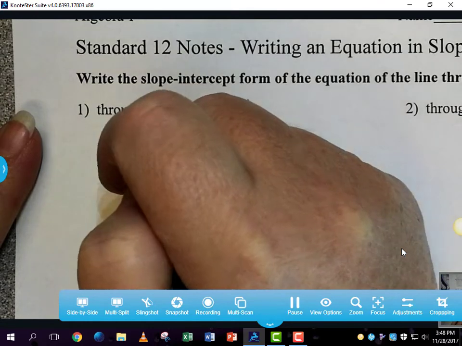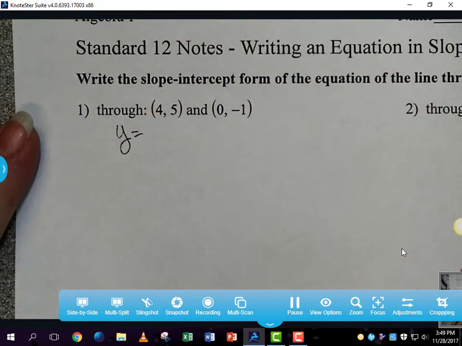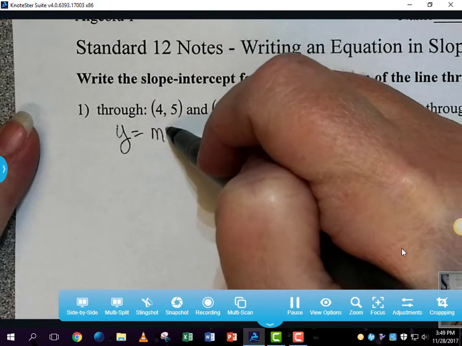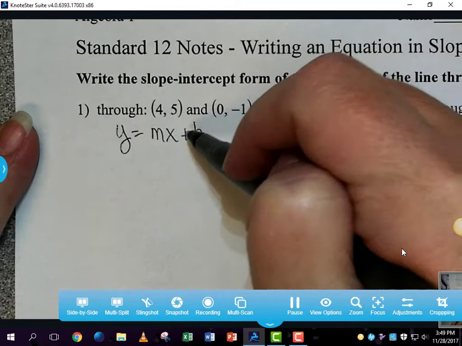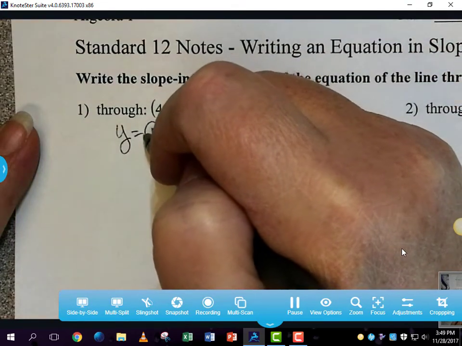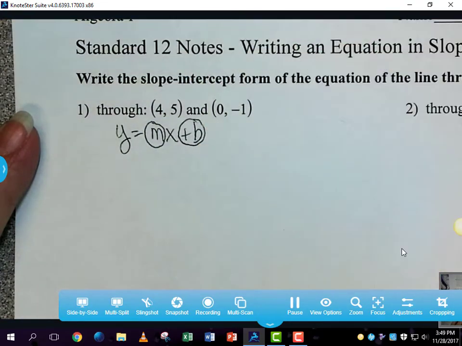So the first thing that we need to do is realize that for this standard, we're writing an equation in the slope-intercept form, which is y equals mx plus b. When we write an equation in the form y equals mx plus b, we need two numbers. We need a number for m and we need a number for b.